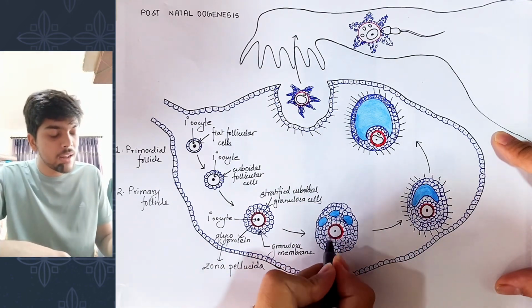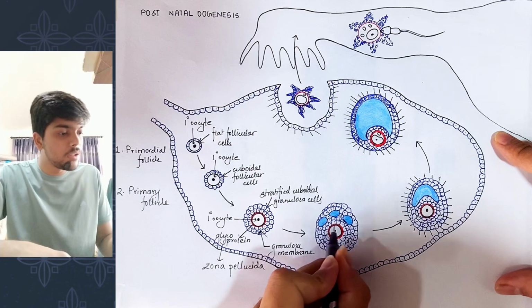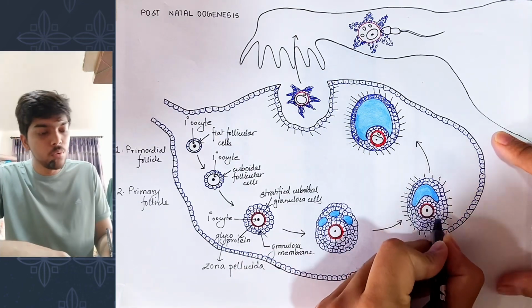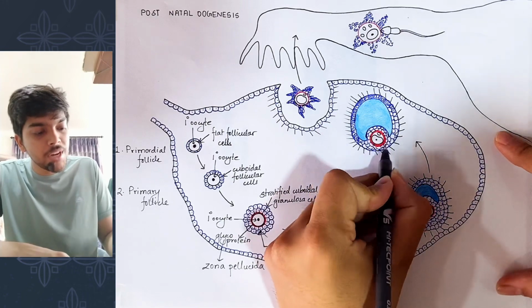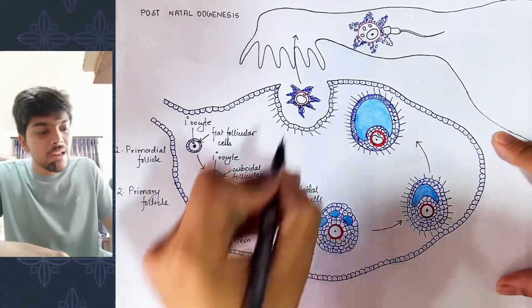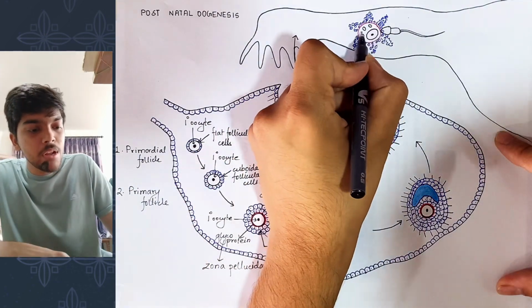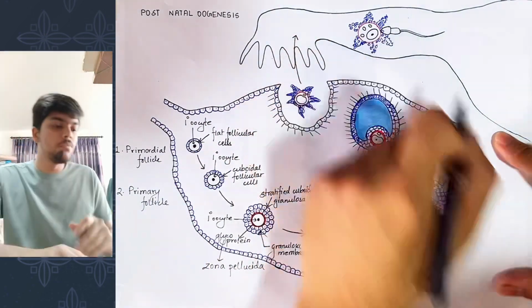This is zona pellucida right outside the oocyte. Here's zona pellucida right outside the oocyte. Here's zona pellucida right outside the ovum.